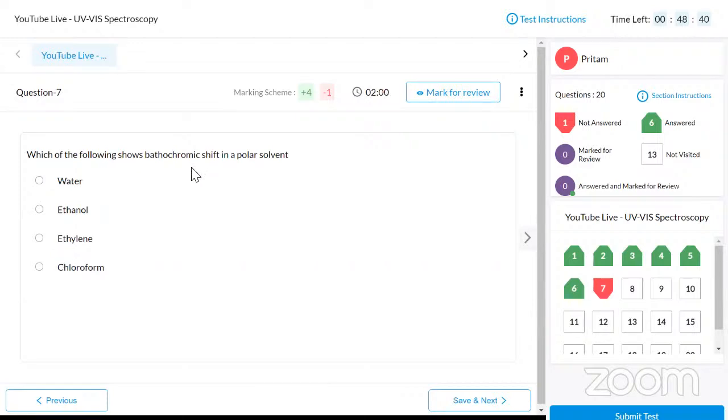So it will not contribute to a very high extent to aid the bathochromic shift of a compound. Basically, bathochromic shift will occur because of the formation of hydrogen bonds between the compound and the solvent molecules. So water has only 2 hydrogen bonds and will not be actively involved in hydrogen bonding. Same goes for ethanol. Ethanol will also not be actively involved. And option D, chloroform, is not polar at all.